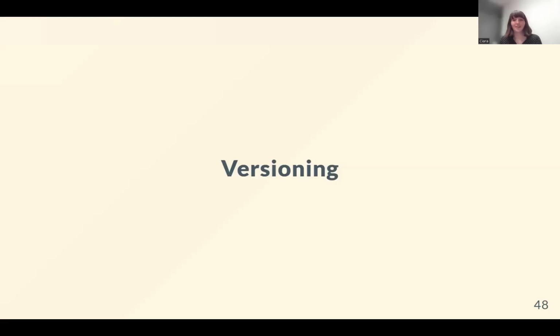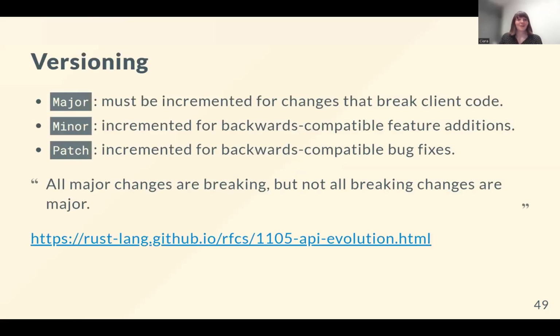And then on our final big section, the last bit is on versioning. I'm going through quite fast, so we have lots of time for discussion at the end, which is good. When you're versioning, there's a major version, minor version, and a patch number. So major version has to be incremented for changes that break client code. So if you have made a change that is going to require people to change code in order to have their code compile, then that's a major change.